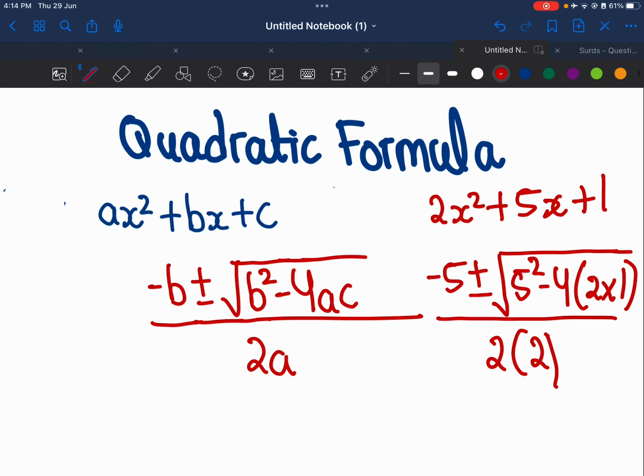Now when you use plus, our answer is, I'm going to round it to three significant figures as it is done in IGCSE, -0.219. And you do it once again, just change it to minus, and my second answer is -2.28.